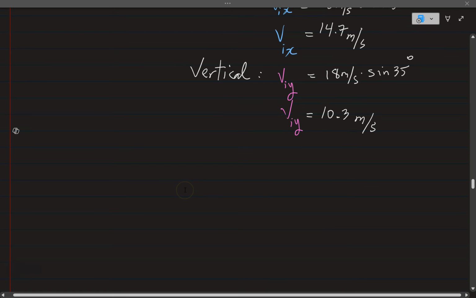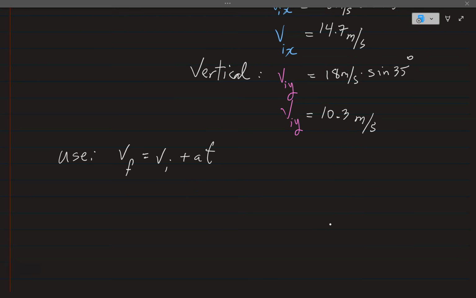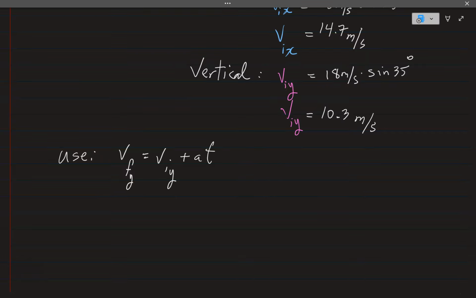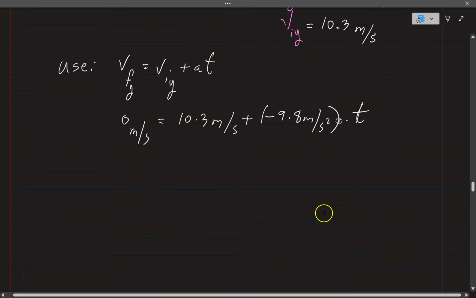So we're going to use one of the three. We're going to use this. And this is, by the way, the vertical component of the velocity, and a is the acceleration due to gravity, which is g. So let's plug numbers in. This is 0 meters per second, because when it lands, the final velocity will be 0. The initial velocity, we have 10.3 meters per second, plus negative 9.8 meters per second squared times t. And then you can manipulate this equation and solve for t.